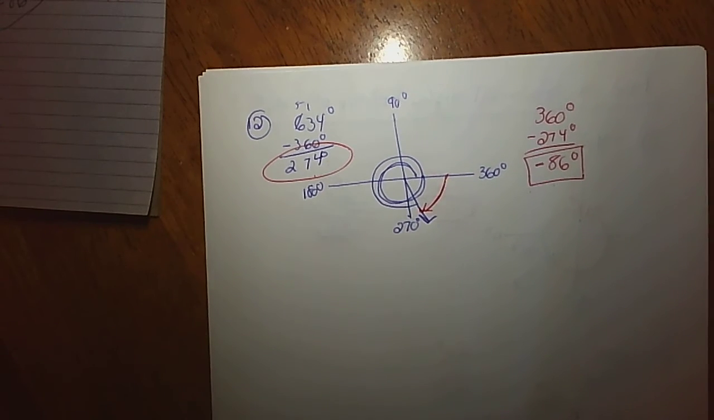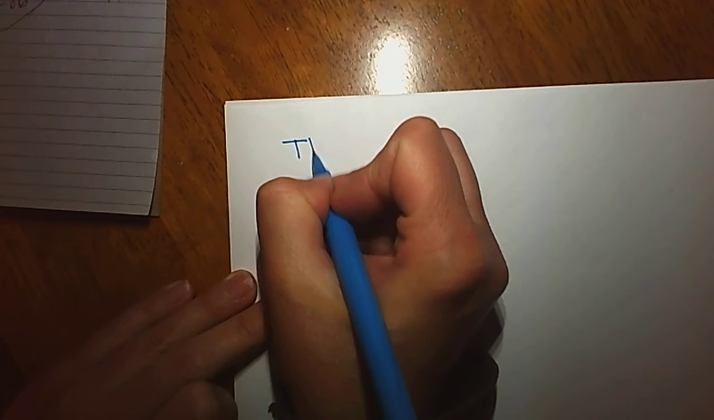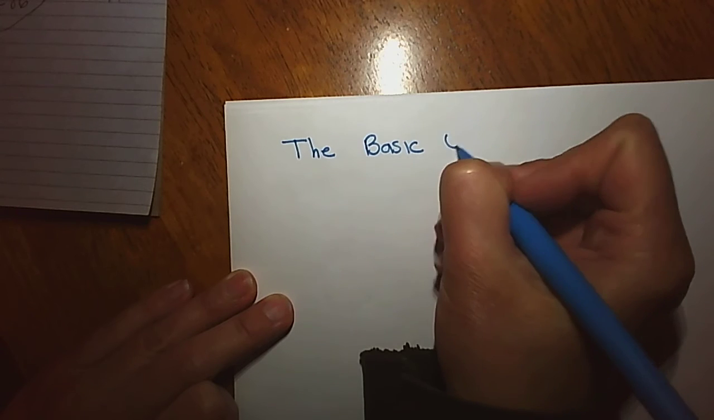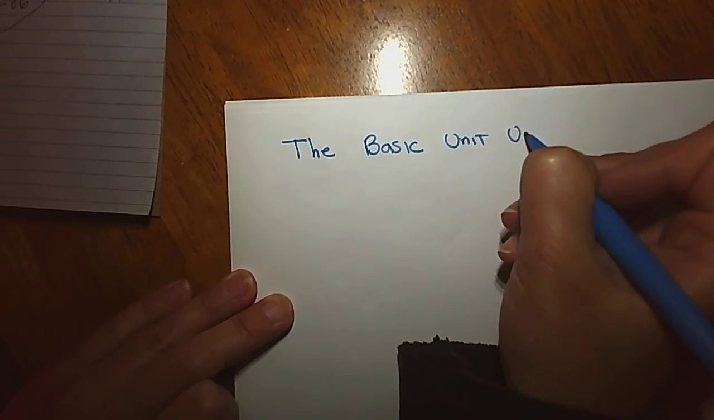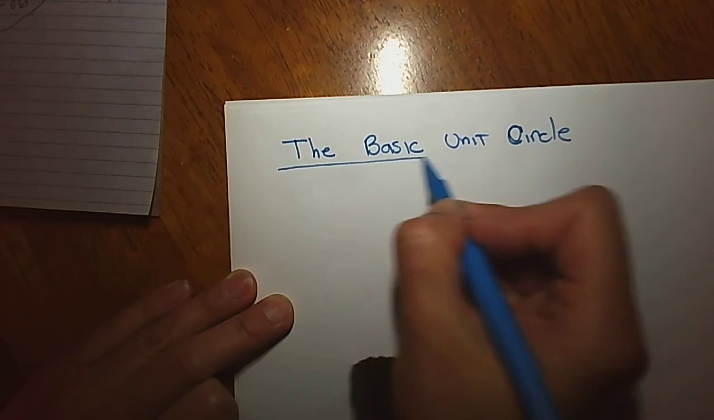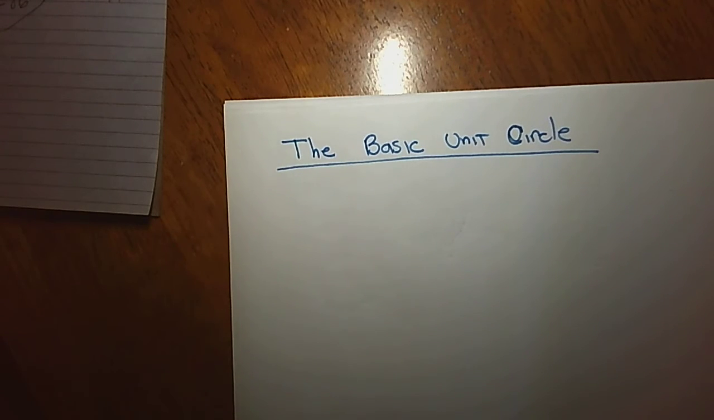All right, so that was the last 4 questions from the homework. Now what we're going to talk about today is something ultra important. We're going to call this the basic unit circle. And what we're going to do is talk about the most basic of the unit circles I can make, and then add trigonometry on top of it next time.